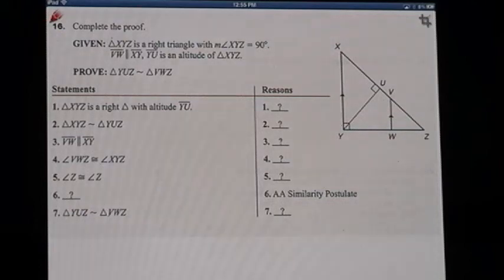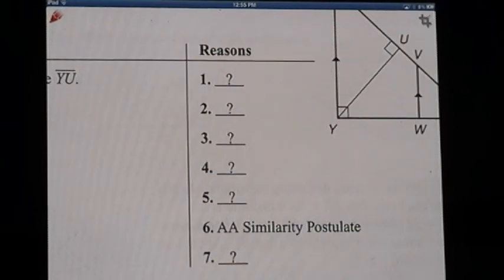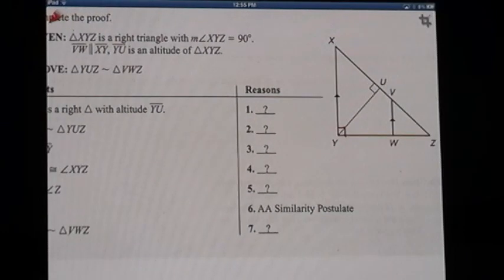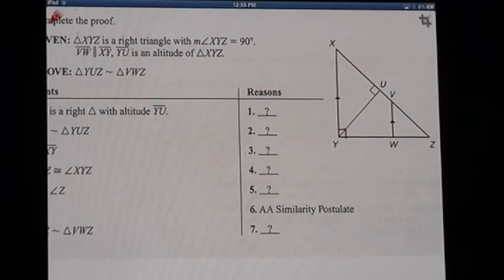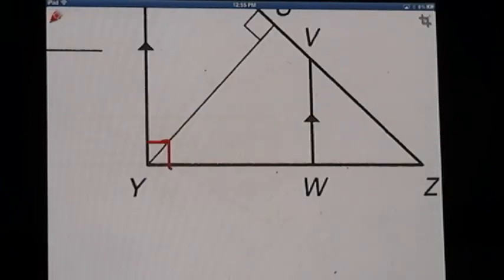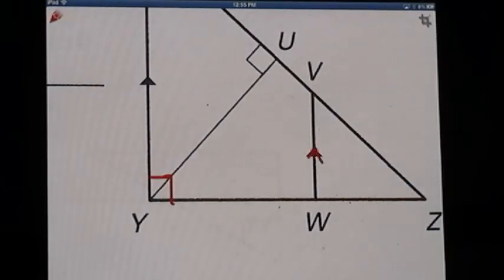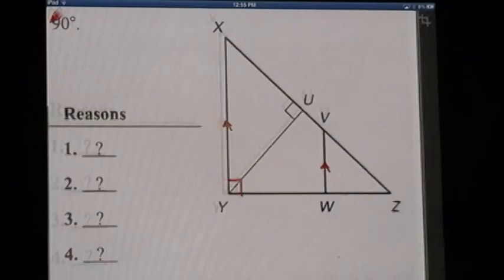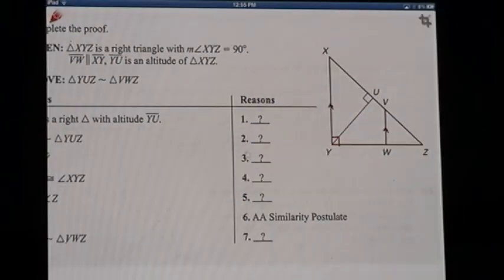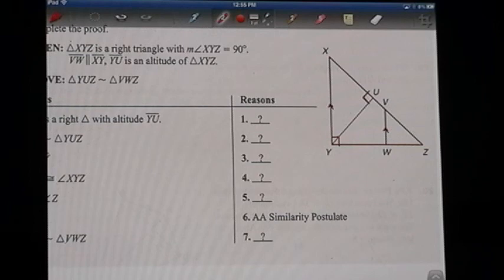Okay, it says XYZ is a right triangle. Remember, I would like you to mark on your proofs. It's a right triangle. XYZ is the right angle. And then we've got VW is parallel to XY. And YU is an altitude of XYZ. And then you need to look at what we're trying to prove.